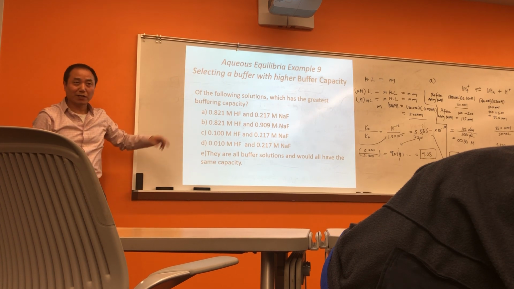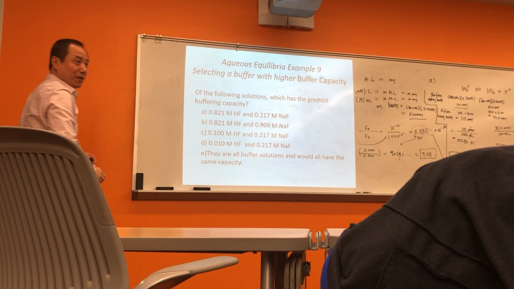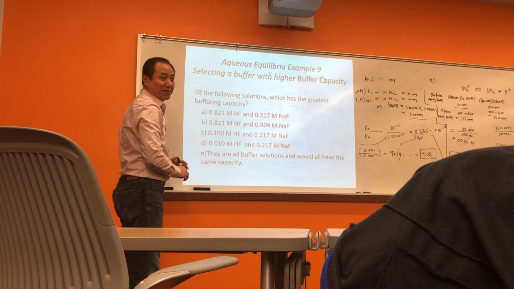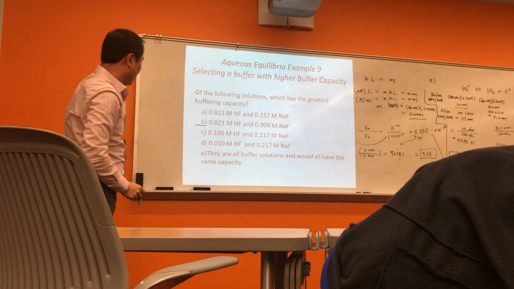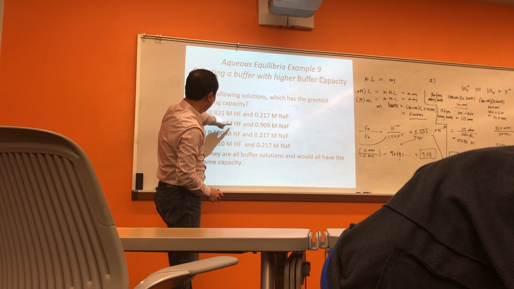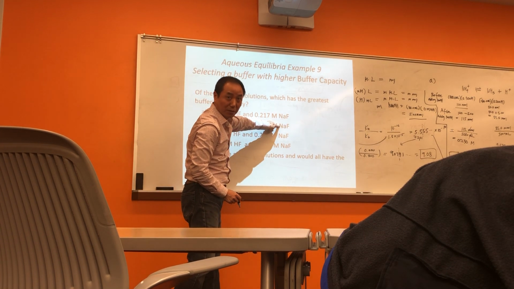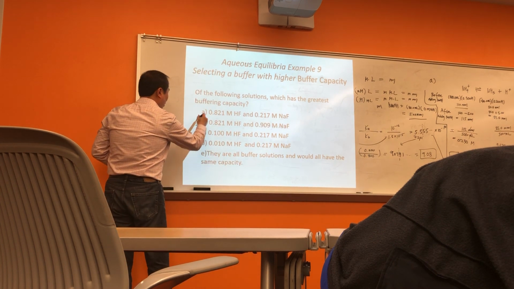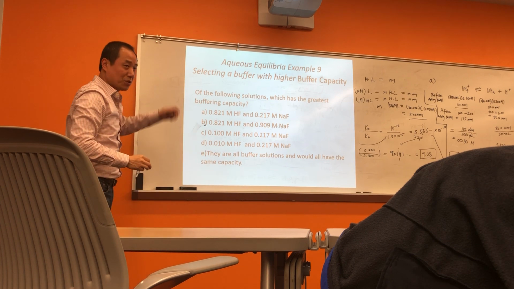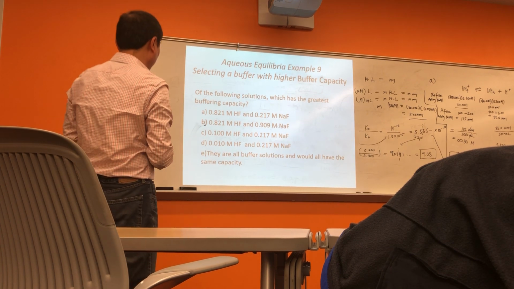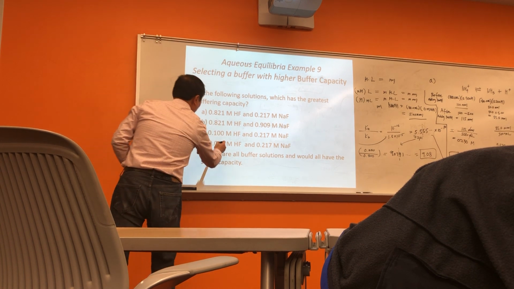Which buffer system has the highest capacity? You don't have to do any calculation. D. Because it has the highest concentration of acid and the highest concentration of conjugate base. This is the highest capacity of buffer. And which one has the lowest capacity of buffer then? D? Yeah, D. Because this number is the smallest.